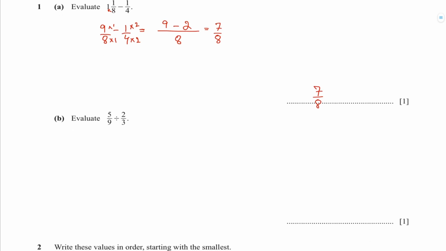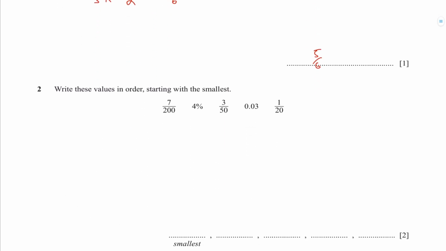Now we have part B, in which we have to evaluate 5 over 9 divided by 2 upon 3. So we don't divide fractions, what we do is we change them into multiplication and we take the reciprocal. So the reciprocal of 2 upon 3 is going to be 3 upon 2. Now before we multiply, let's simplify them. So 3 ones are 3, 3 threes are 9, and then we have 5 upon 3 times 2, which is 6. So 5 upon 6 is our final answer. Again, if you wish to get this answer in decimal form, you can totally do that. It will still be accepted.